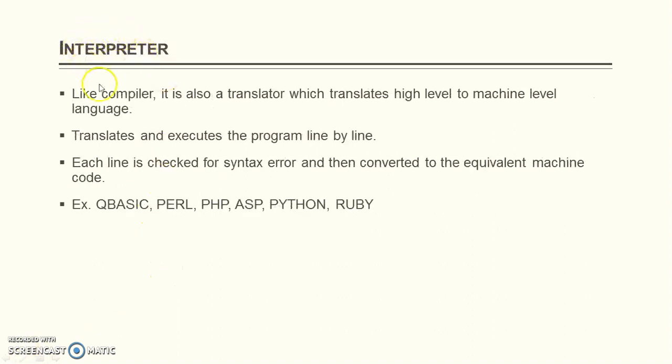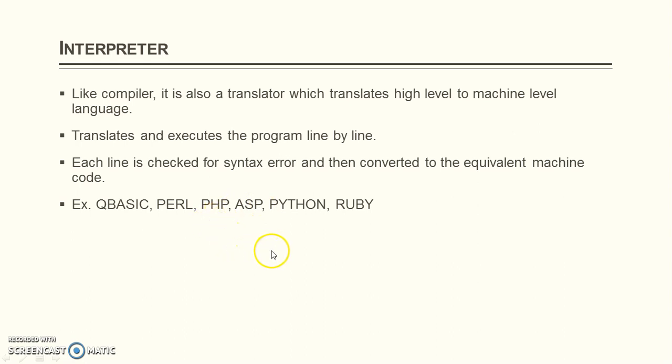So the interpreter is also like a compiler. It also translates code of a high level language into machine language, but the difference is that it translates and executes a program line by line, while the compiler reads the entire program and then translates the entire program into machine readable code. Each line is checked for syntax errors and then converted into machine language. Languages that use an interpreter include Perl, PHP, Python. It will read your program line by line and translate each line into machine code, and if there is any error in a particular line, it will not execute the next line.